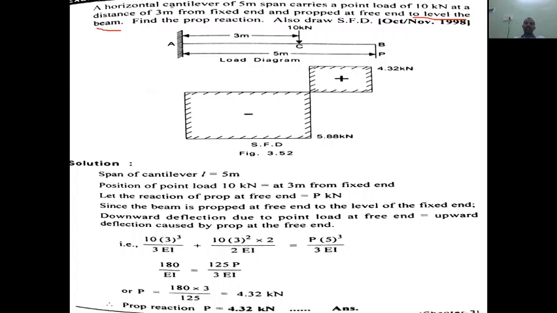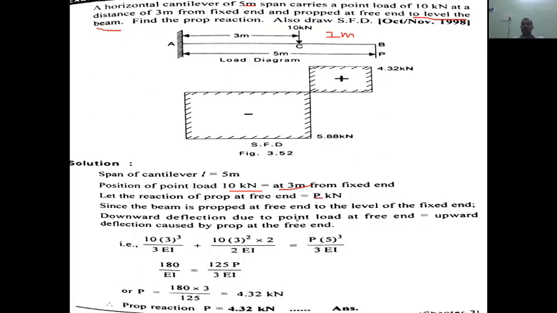Now let us draw a proper cantilever beam from the given details. It is fixed at A, and the prop support is there at B, and it has a point load of 10 kilonewtons placed at a distance of 3 meters, while the total distance is 5 meters. Therefore here it is exactly 2 meters, right? The span of the cantilever beam is given as 5 meters, and the point load of 10 kilonewtons is at a distance of 3 meters from the fixed end. Let the reaction of the prop at the free end be capital P kilonewtons.